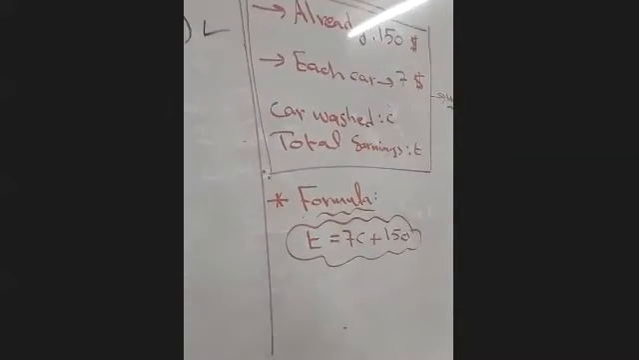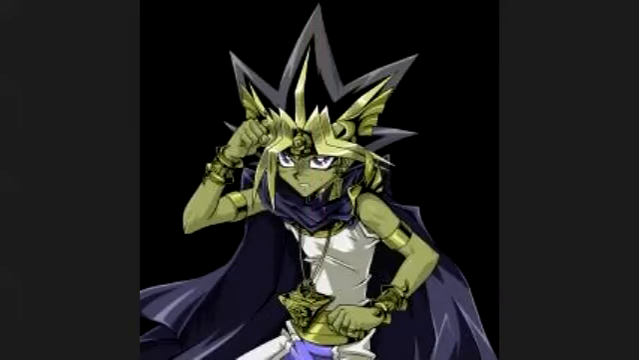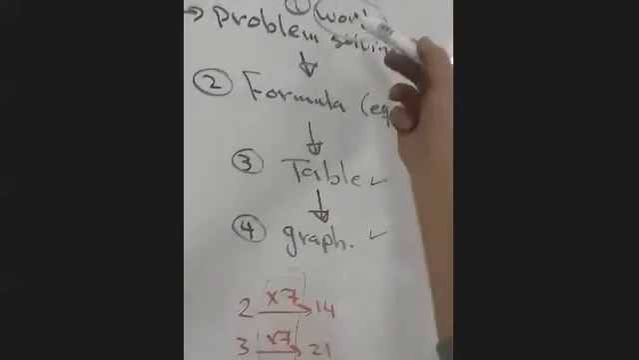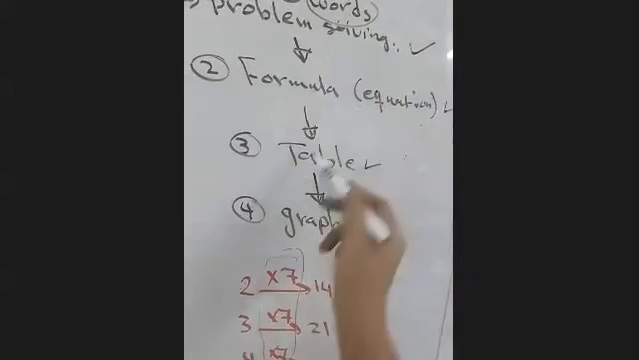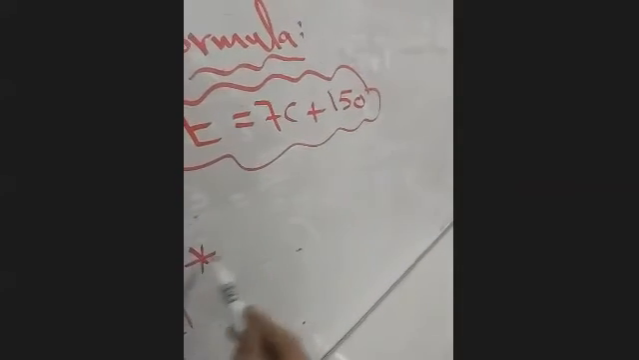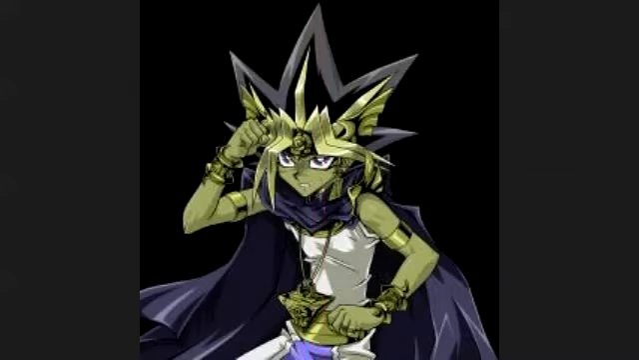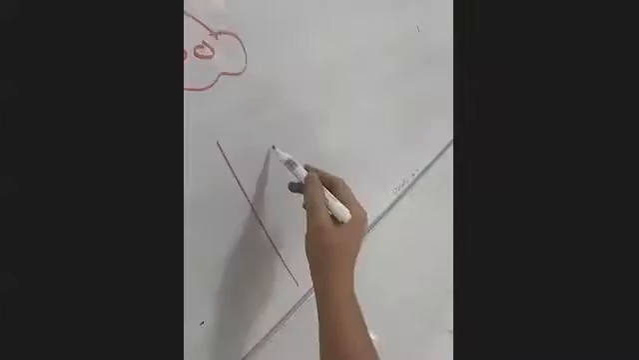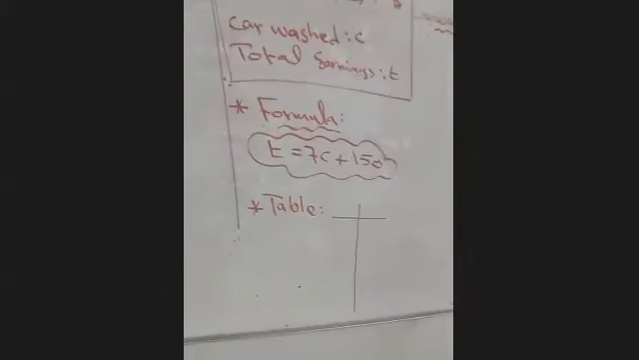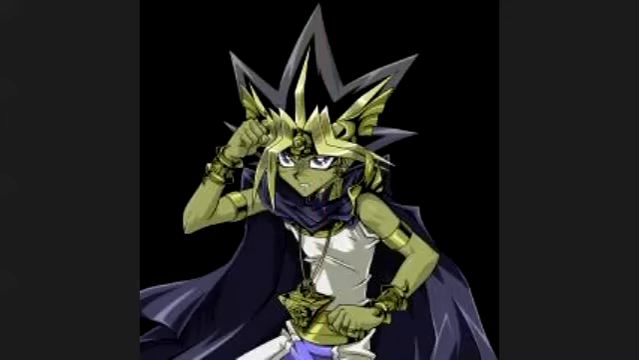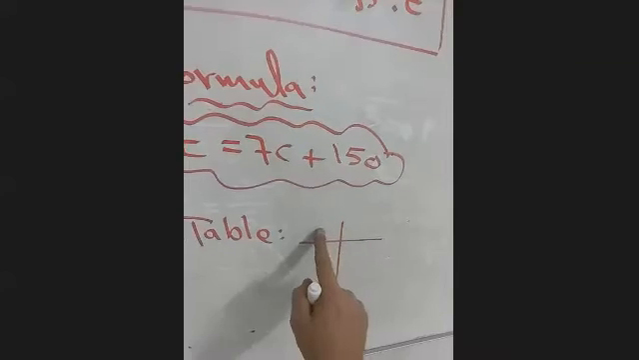So we have the words and we did the formula. Now what will we do? We will do a table. So we have words, we did the formula, now we do the table. How do we do the table, Amr? Look, the table has 2 columns, right? Yeah. C and T.